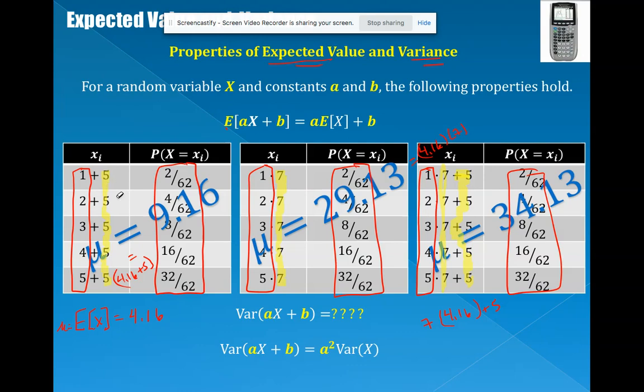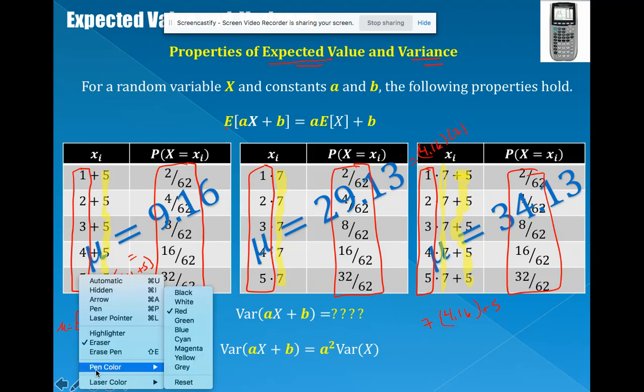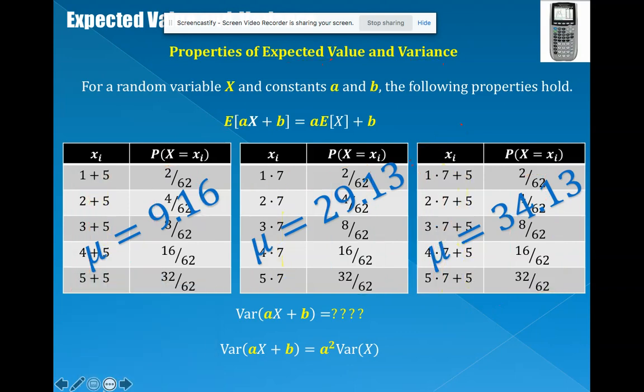If you think about plotting this out, just on a number line, if you take every individual x and shift it up by 5, well, the mean is going to shift up by 5. If you take every individual x and scale it by 7, the mean is going to get scaled by 7. And then this is just a combination of those two. But what about the variance? Variance is not as intuitive, I don't think.